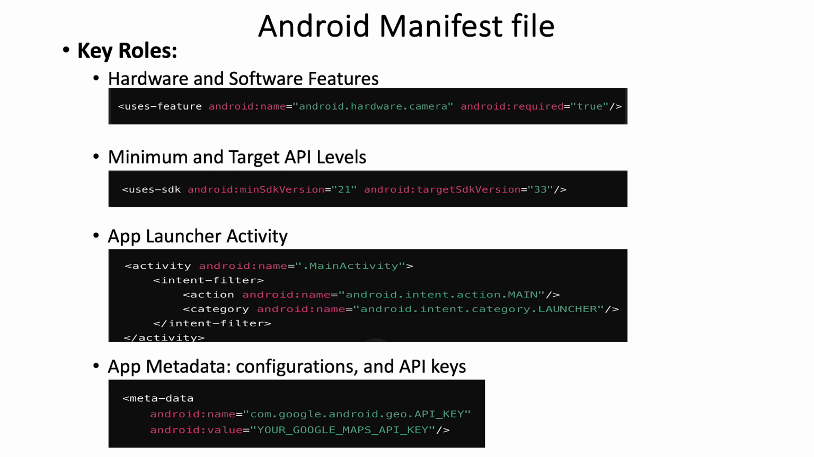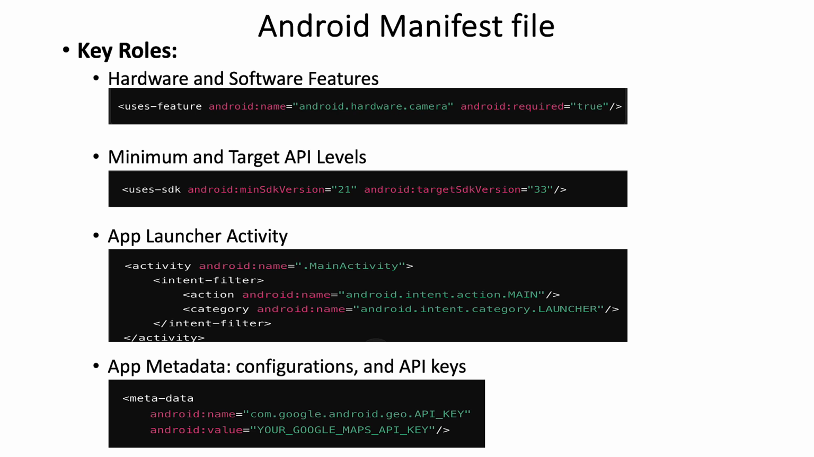Next, one of the Android manifest file key roles is used to declare hardware or software features that your app requires or can use. It helps the Google Play Store determine whether a device is compatible with your app. For example, in this code, android:name specifies the hardware or software feature, and it's the camera feature in this code. android:required specifies whether the feature is mandatory, true, or optional, false. If true, the app will only be installed on devices that have the camera feature. If false, the app can still be installed, but the feature will be used only if available.